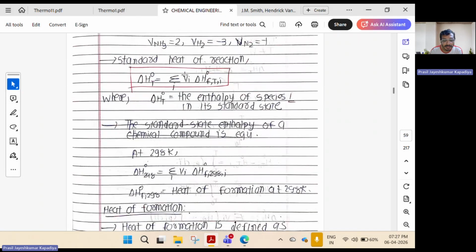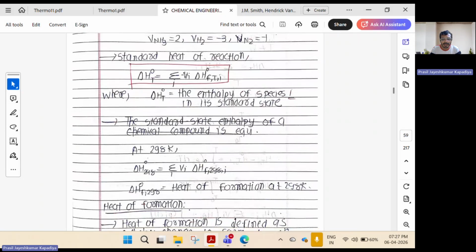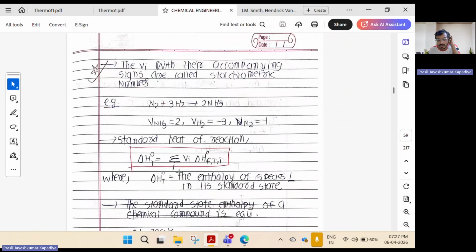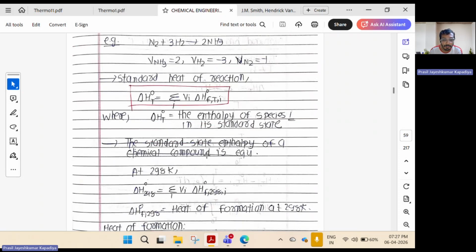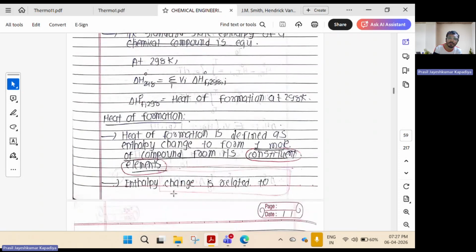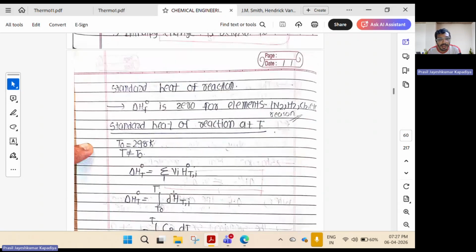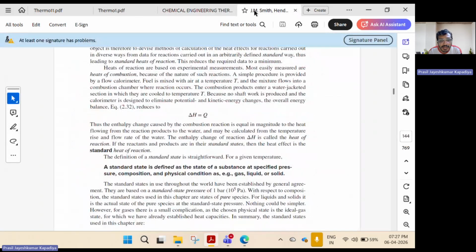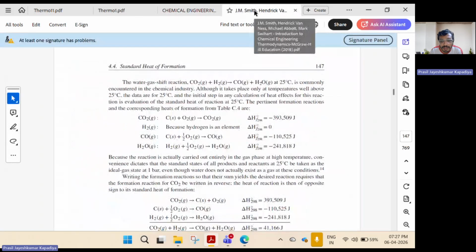The standard heat of reaction can be found as the summation of vi times delta H of formation of that compound. So what is the heat of formation of a compound? It is defined as the enthalpy change to form one mole of the compound from its constituent elements. Okay, if there is an example, we can have a look.